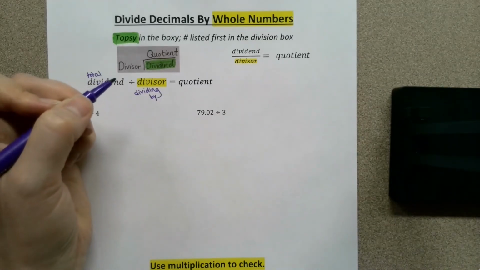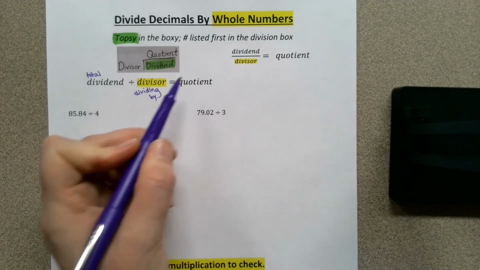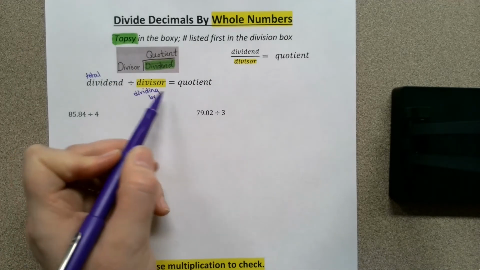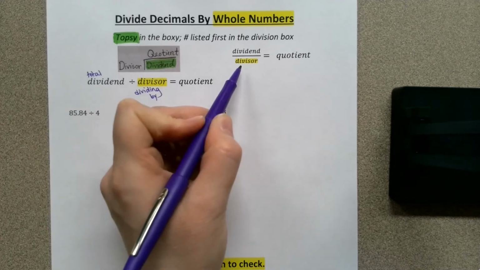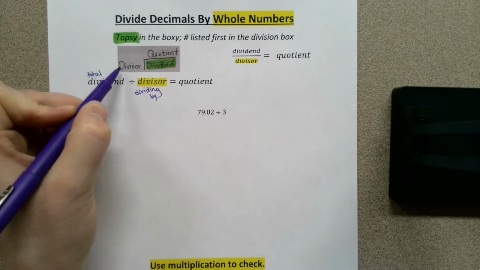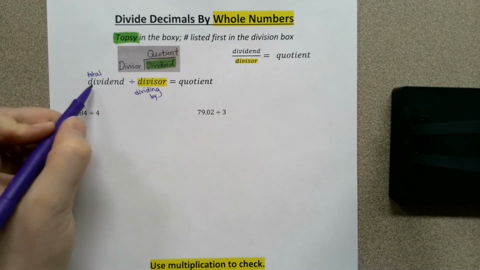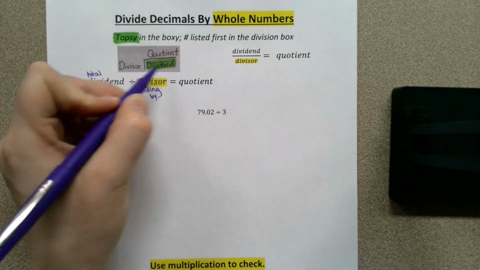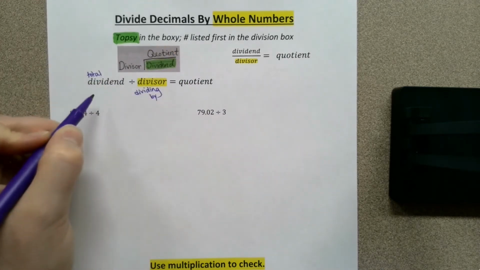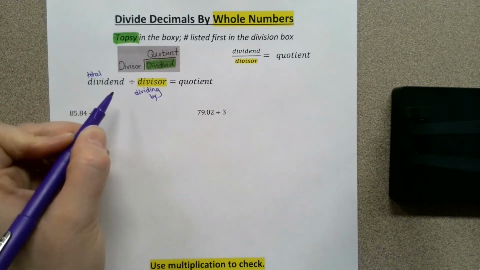In other terms, the number of groups. Notice where that divisor is located. The divisor is listed second, or it's on the bottom when it's set up like a fraction, and it goes on the outside of our division box. The dividend, that total number, is always going to go inside the box. It's on the top of the fraction, and it's listed first.